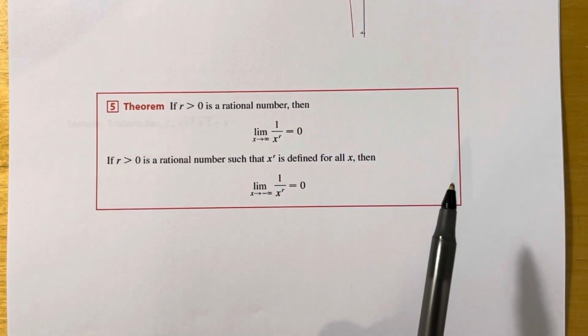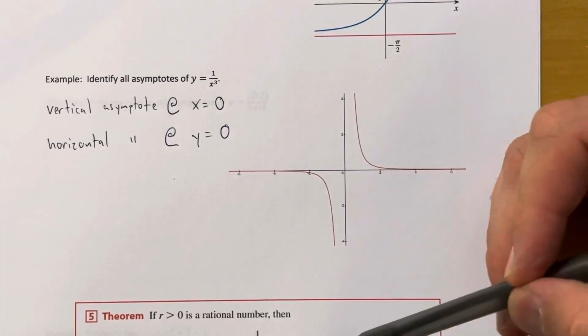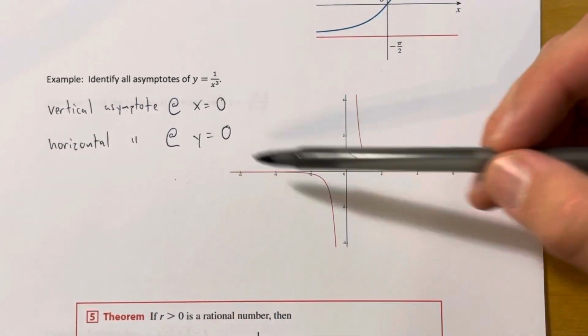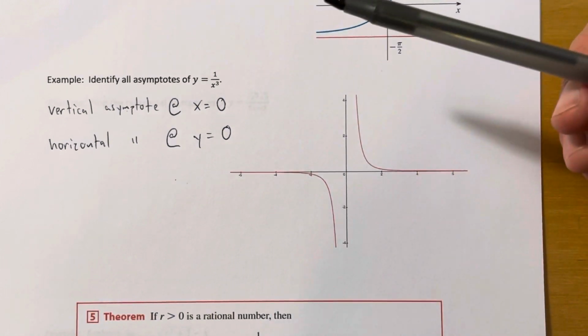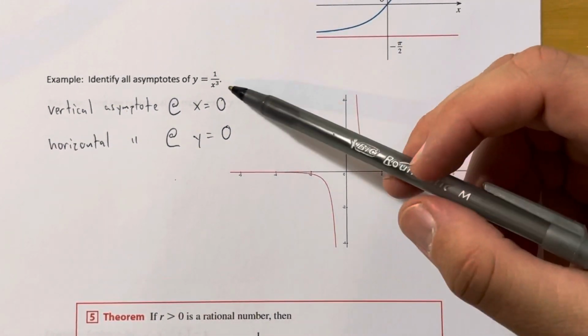We saw this up here. Notice that this is an example of that type of function that we're talking about in that theorem, 1 over x raised to some rational number power. In this case, that rational number is the number 3. And we see that both in the graph and intuitively.